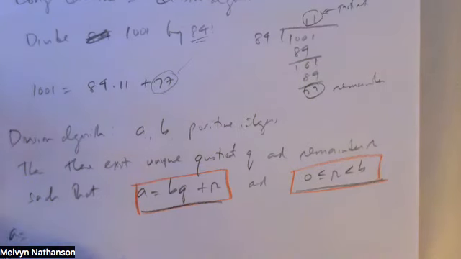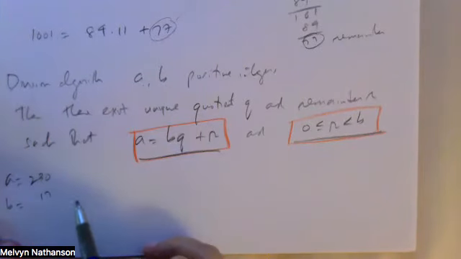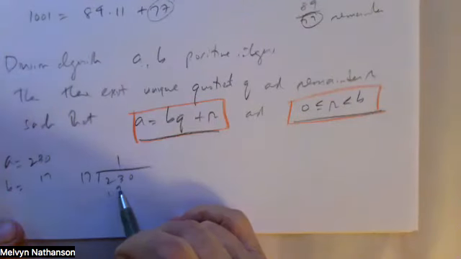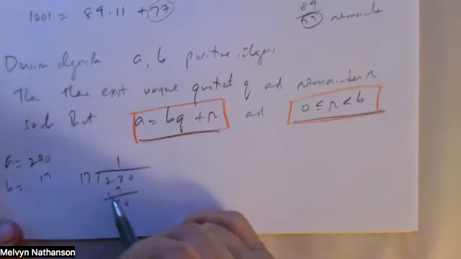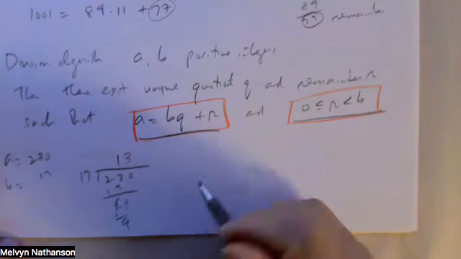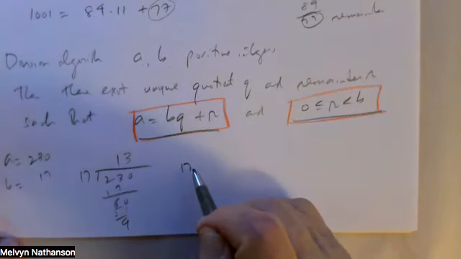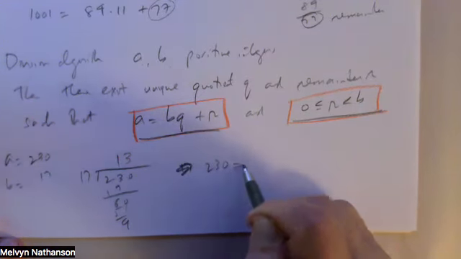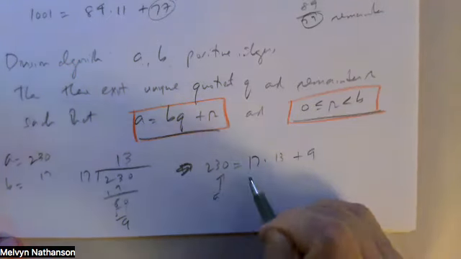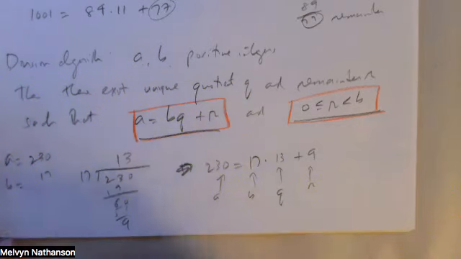Suppose we take A equal to 230 and B equal to 17. So I can divide 17 into 230. This goes once, 17, 60. 17 into 60 goes 3 times. And I get a remainder of 9. So 230 is 17 times 13 plus 9. This is my A, this is my B, this is my quotient, and this is my remainder.